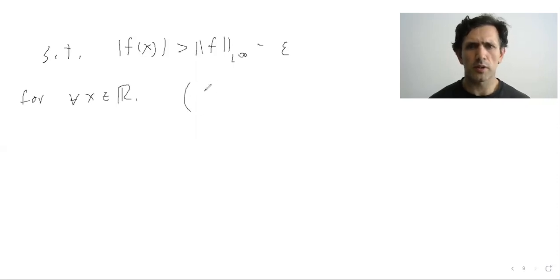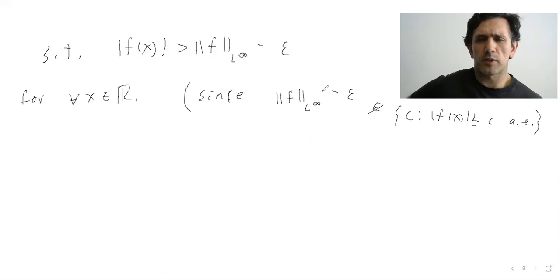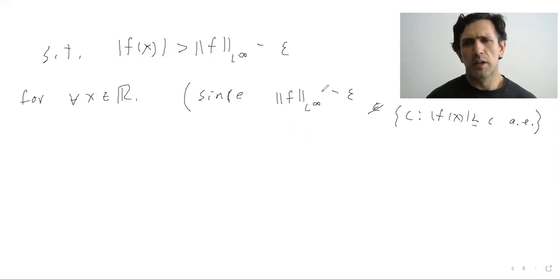And why is this true? Well, the inf is a lower bound of my set. Right, so that means this number here cannot be in this set here. If it was, then the L infinity norm of f would be less than or equal to this number, which would mean 0 is less than or equal to minus epsilon for positive epsilon. That's absurd. So this is not in this set.